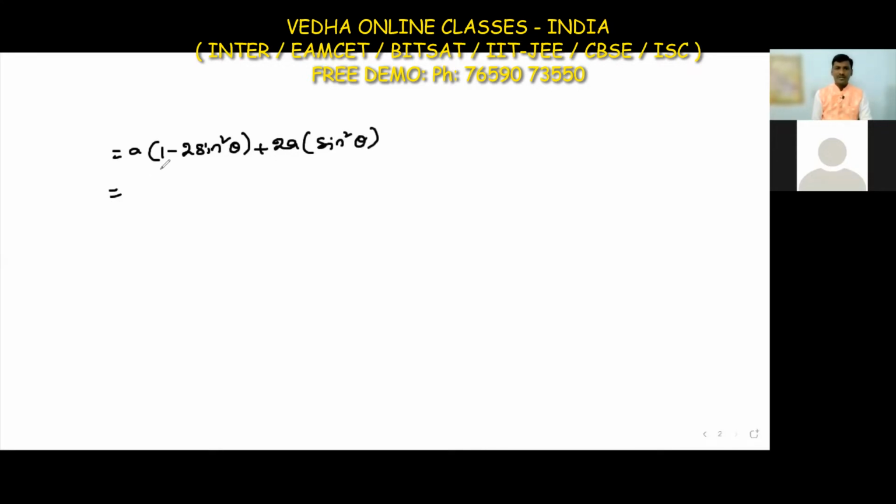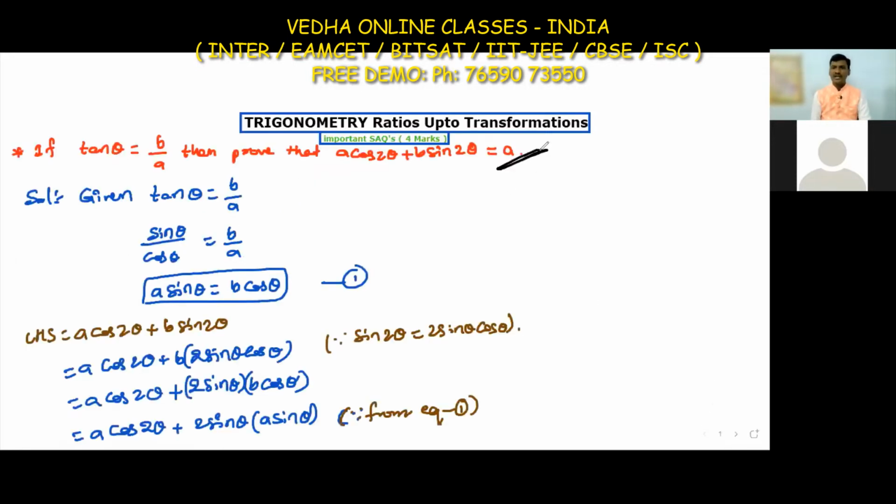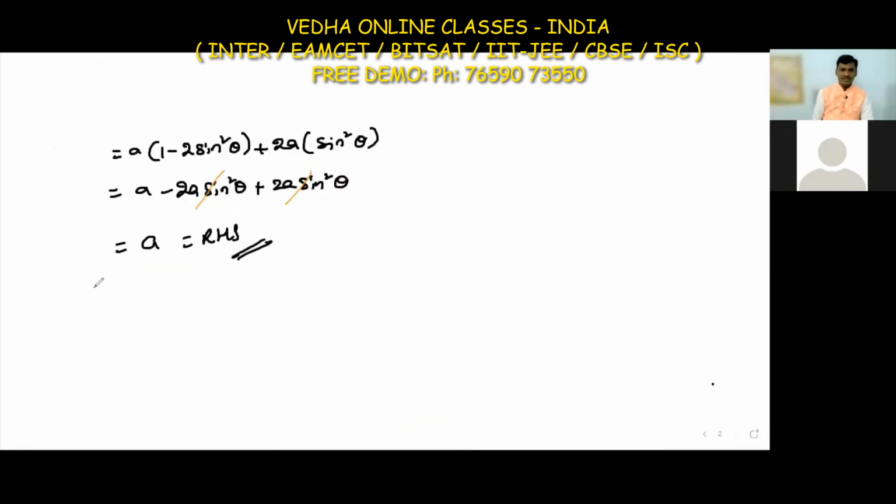Okay, so now multiply here. A one time is a, minus 2a sin square theta, plus 2a sin square theta. Here we can cancel the 2a sin square theta. So what we are going to get here is equal to a. Is it the required RHS? What we have to prove is that it is equal to the RHS, that is a. So this is the required answer. Hence proved.